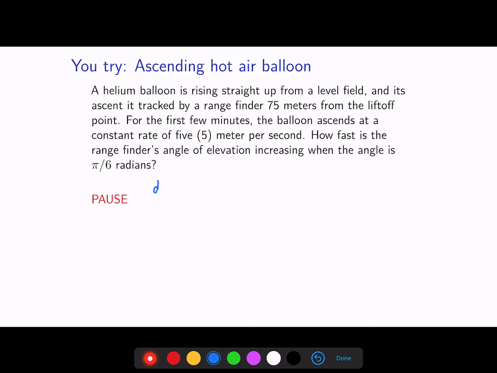I calculated that the rate of change of the angle of elevation with respect to time is 1 over 20, or 0.05 radians per minute.